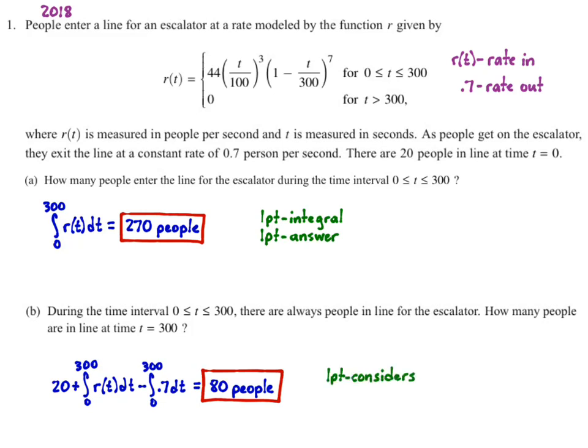So 1 point for considering the rate out. In other words, knowing that you have an integral of 0.7 from 0 to 300, you're going to get 1 point for considering that. Now there's another way of doing that. You could have just said 0.7 times 300 and gotten that value too. So if you just said minus 0.7 times 300, that would also give you your 1 point for considering the rate out. And then you're going to get 1 point for your final answer of 80.